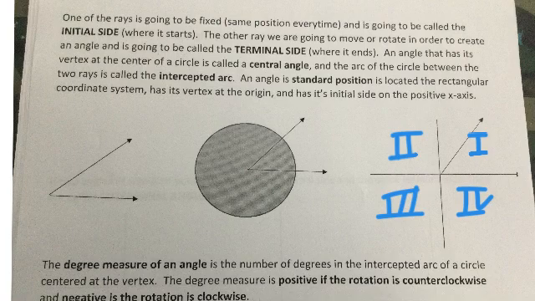The arc of the circle between the two rays is called the intercepted arc. So just going to be real honest with you, I don't use that word, so you probably never hear it again. That right there, that part is called the intercepted arc. The part of the circle between our two rays.